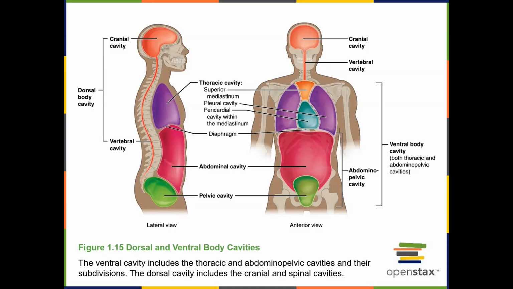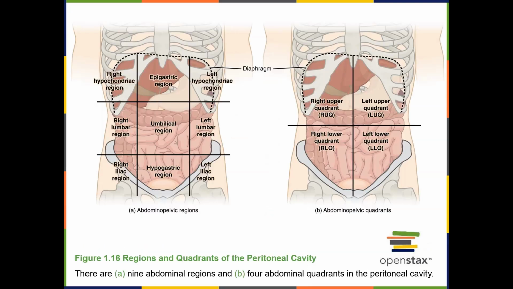Within the pelvic cavity is the urinary bladder. In females, the uterus is found in the pelvic cavity. And in males, the prostate gland is found in the pelvic cavity. The abdominopelvic cavity can be subdivided into 4 quadrants or 9 abdominopelvic regions.